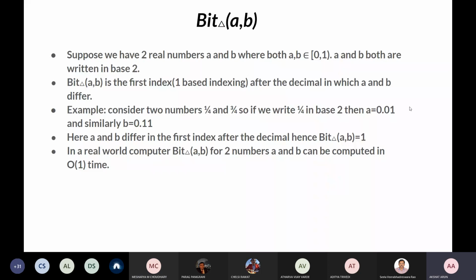Bit delta A comma B is the first index after the decimal in which A and B differ. We are considering here the 1 based indexing. Example, consider 2 numbers 1 by 4 and 3 by 4. If we write 1 by 4 in base 2, then A comes out to be 0.01 and similarly B comes out to be 0.11. So here A and B differ in the first index itself. So bit delta A comma B is 1. In a real world computer, bit delta for A comma B can be computed in order 1 time. Bit delta is used to know the location of LCA of 2 points. We will see this in the next slide.